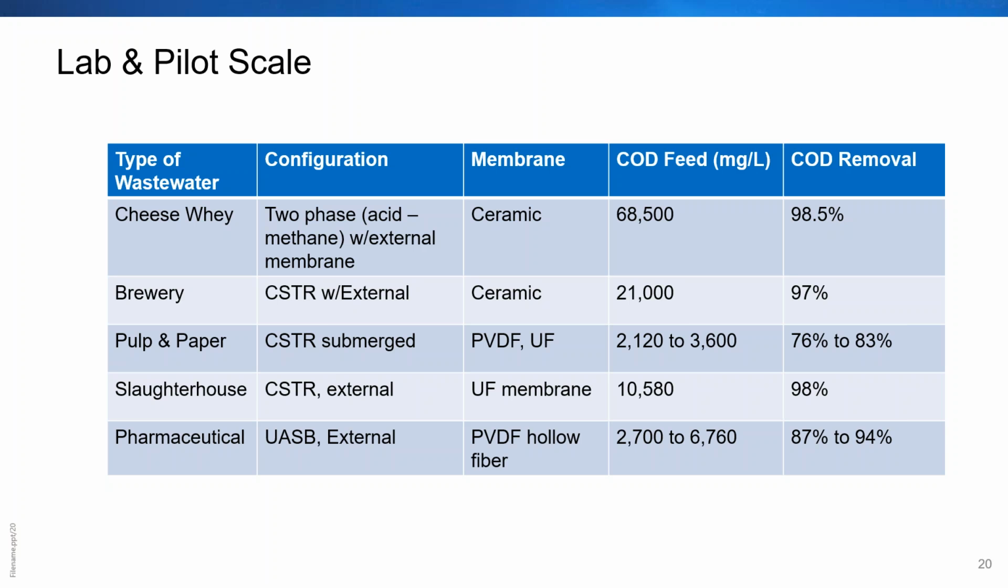And then the last one is actually a pilot where they use that upflow anaerobic sludge blanket with external PVDF hollow fiber membranes. They're getting 87 to 94% removal, and it was more of a pilot scale, so a little bit larger, outside the lab type system.